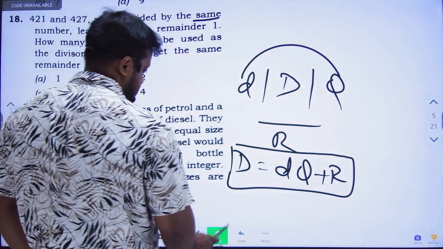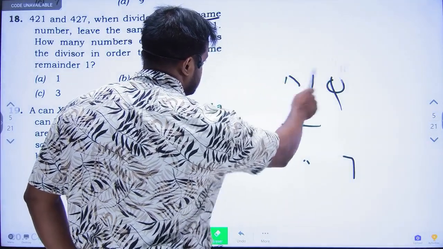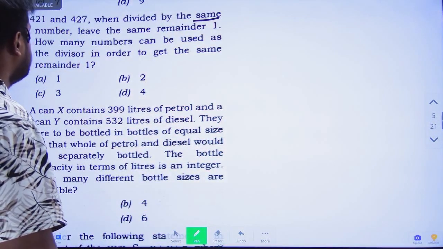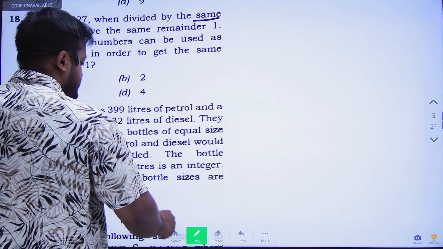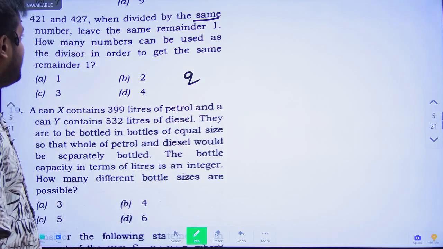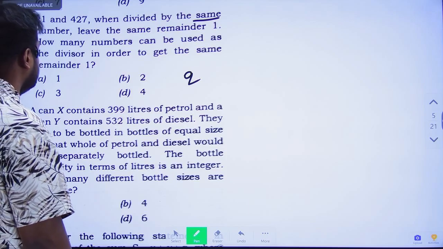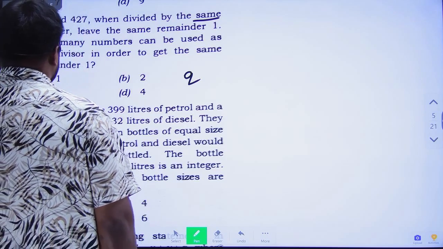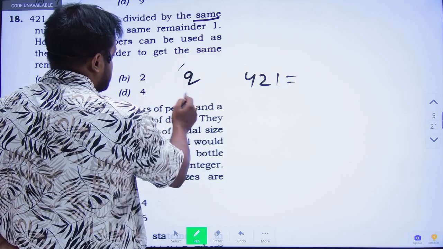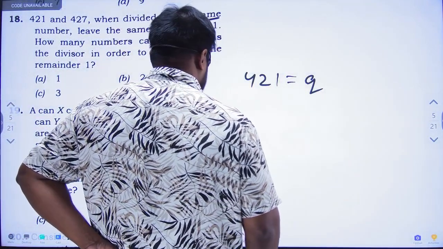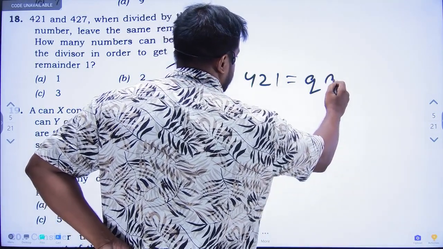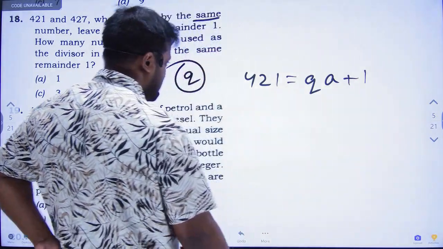So this is what I shall be using in solving this question. See, 421, 427 when divided by same number. Let's say that same number by which 421 and 427 are divided is q, leaving same remainder 1. So 421 equals divisor q into quotient. Let's say the quotient is a and remainder is 1 as per the question.